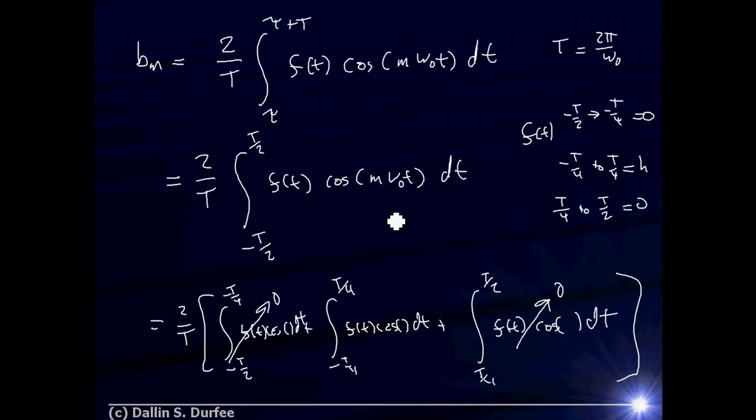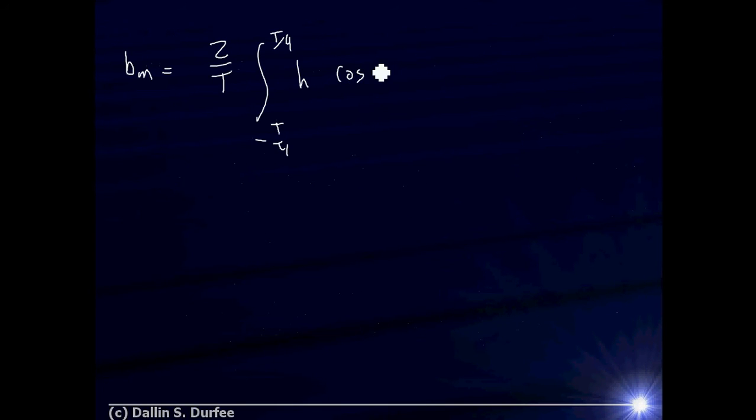So now I'm left with b sub m is equal to 2 over T, the integral from negative T over 4 to T over 4. f of x is h in that region, right? So in this region, f of x is just h. And then I've just got cosine of m omega naught t dt. Can I do that integral?